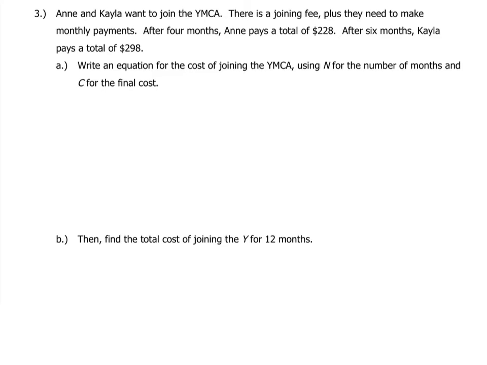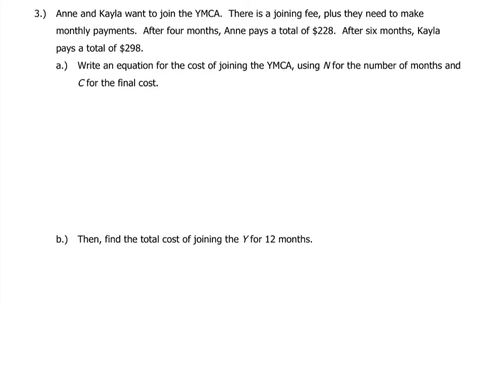Anne and Kayla want to join the YMCA. There's a joining fee, plus they need to make monthly payments. After 4 months, Anne pays a total of $228. After 6 months, Kayla pays a total of $298. So we need to find what our y-intercept is and what our slope is.